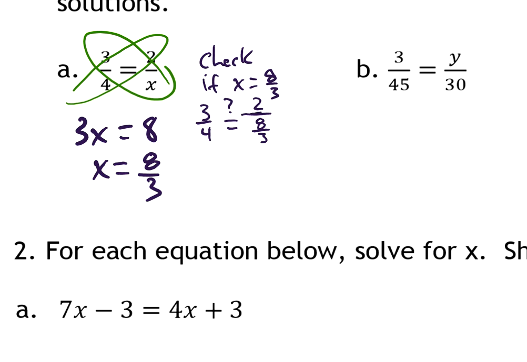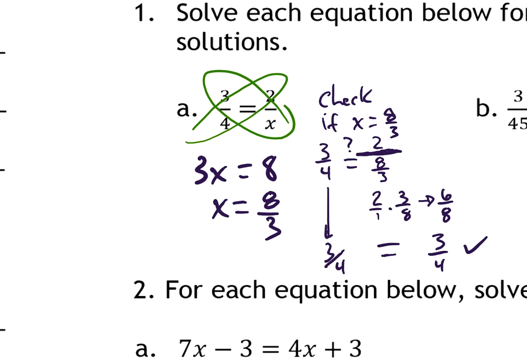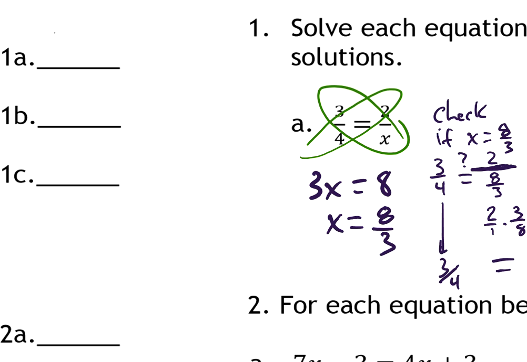So I've got this compound fraction. The numerator is just a whole number and the denominator is a fraction. If I want to simplify that, I typically turn it into a multiplication problem. So I write my numerator, 2/1, times the reciprocal of my denominator, 3/8. That becomes 6/8, and if I reduce 6/8, it is 3/4. So indeed, I do have 3/4 is equal to 3/4, so it definitely checks. So the answer for A is 8/3.